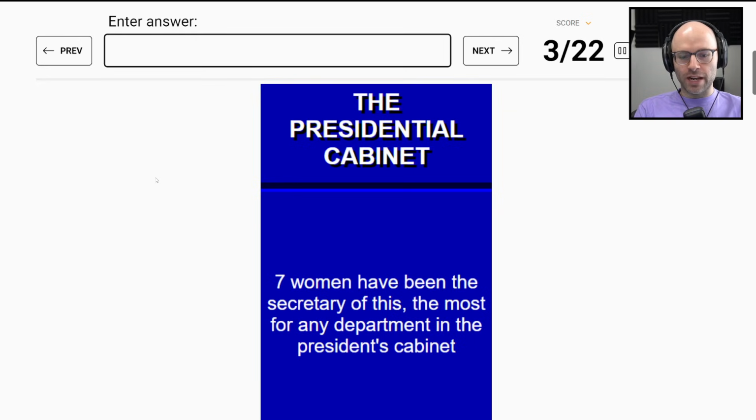7 women have been the secretary of this, the most for any department in the president's cabinet. Interior. Energy. State. Treasury. Education, great answer. Oh, no, I don't know what it is.